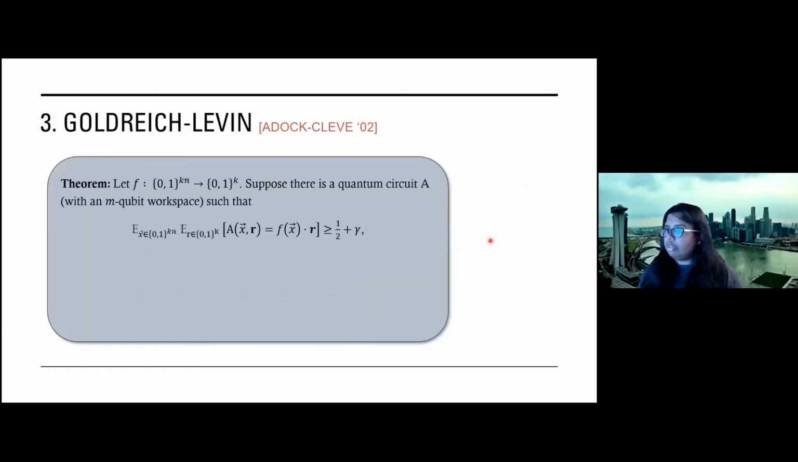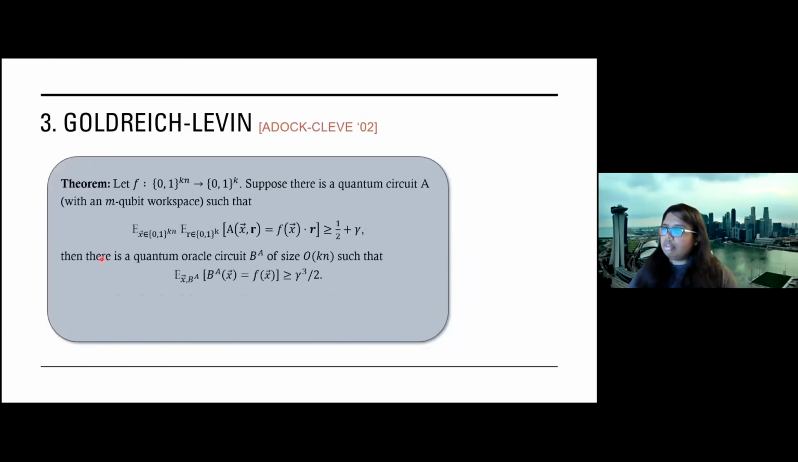The Goldreich-Levin part essentially says the following. I have a function f, and I have a quantum circuit A that does the following. If I take a k, x1 to xk, the vector of k inputs, and take a random string r, and I can output the inner product of f of x with r with high probability, at least half plus gamma, then I can construct a quantum oracle circuit that helps me recover what f of x itself is with probability at least gamma cubed over 2.